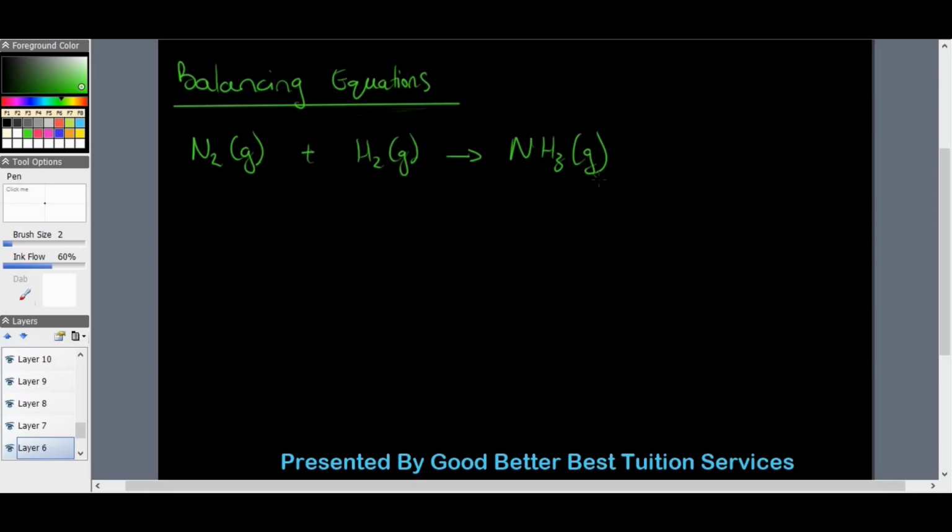Remember, we've learned states of matter previously. The states of matter that exist are solid, liquid, and gas. So what does the G stand for? Gas. There we go. Perfect. The G in brackets tells us the state of the reactants and products. So it's actually nitrogen gas reacting with hydrogen gas, and it's forming ammonia gas. NH3 is ammonia, A-M-M-O-N-I-A.